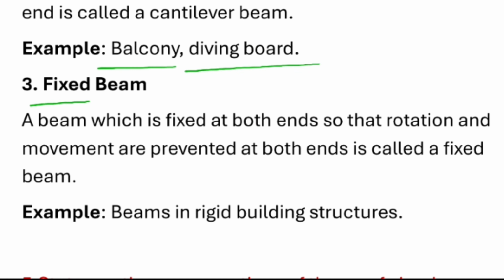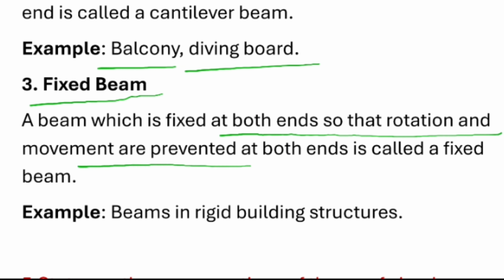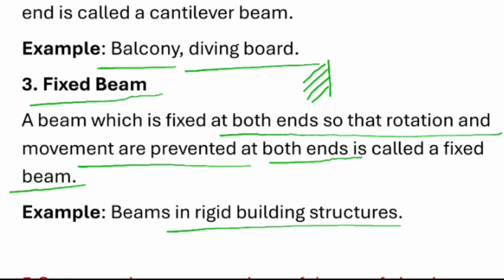Next is the fixed beam. The beam which is fixed at both ends, so that rotation or movement is prevented at both ends, we call a fixed beam. Example: a beam in a rigid building structure. If I draw an example, both the ends are fixed, and end to end length we represent as L. This type of beam we call a fixed beam.